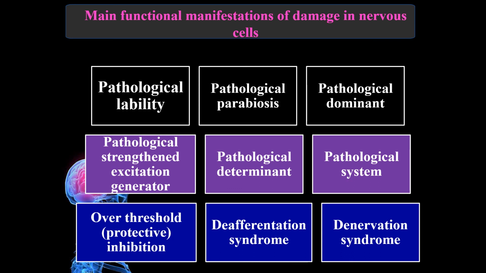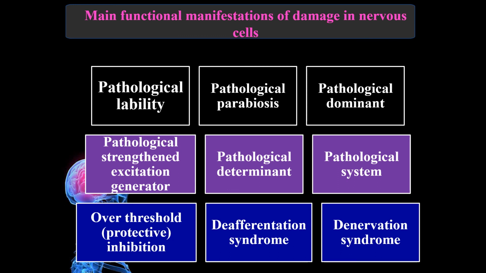And about the generator of pathological enhanced excitation. A strong stream of impulses produced by a group of hyperactive neurons may disrupt the central nervous system. And again, the Russian scientist Kryzhanovsky called such a group of neurons that generate an uncontrolled flow of impulses a generator of the pathological enhanced excitation. What does it mean, pathological determinant?